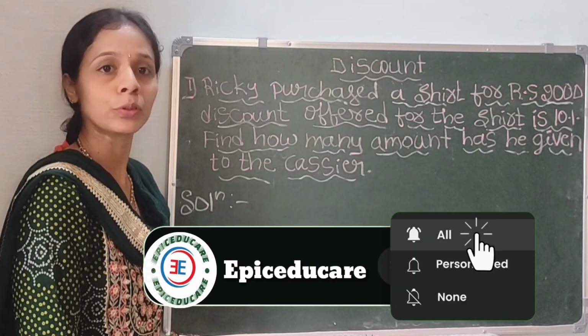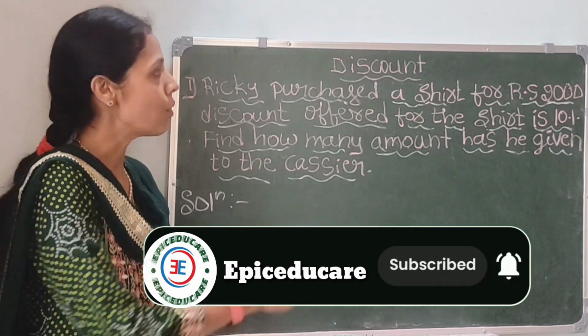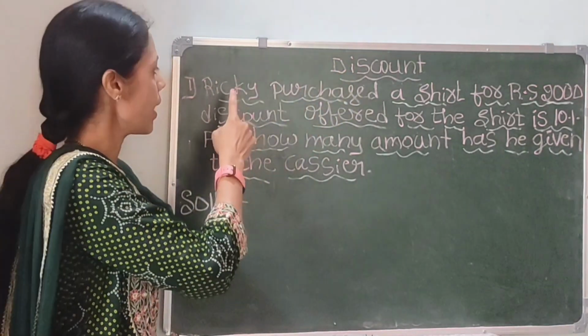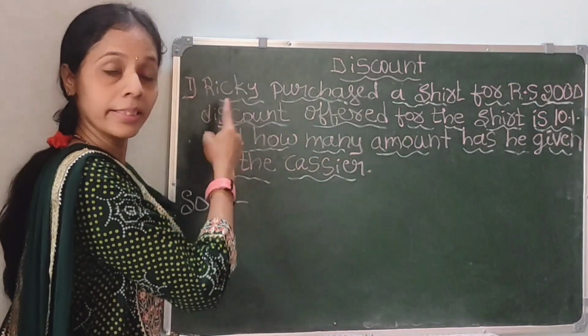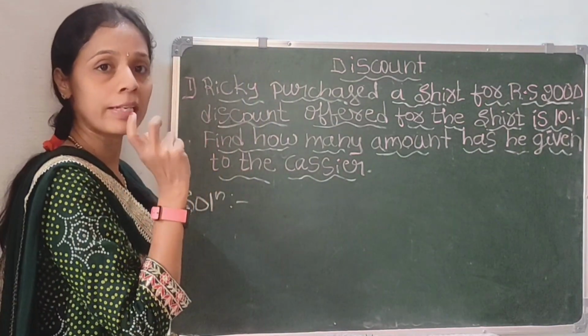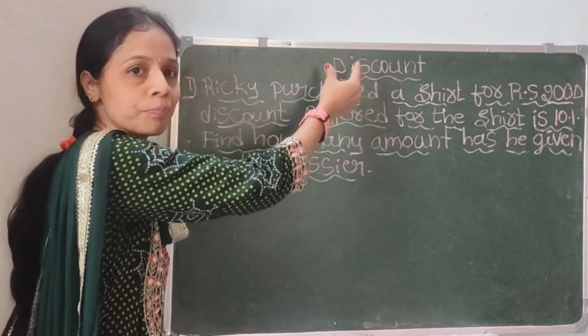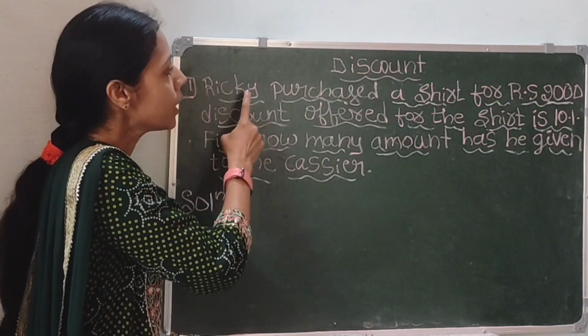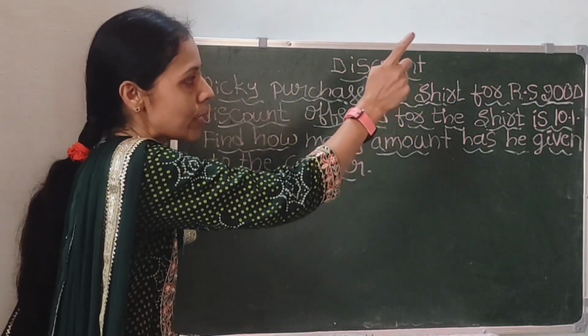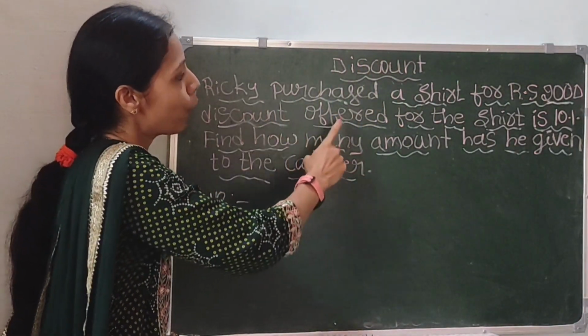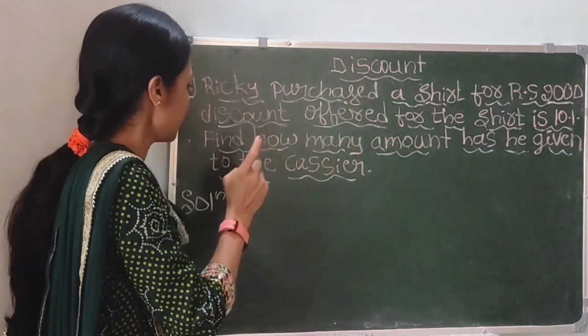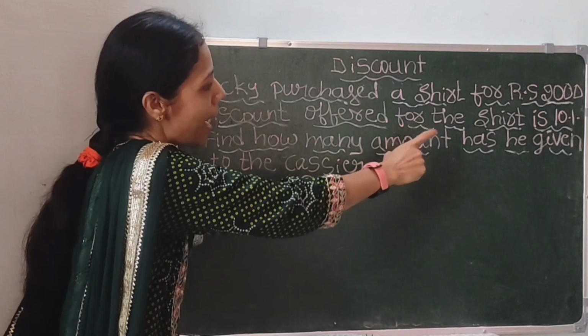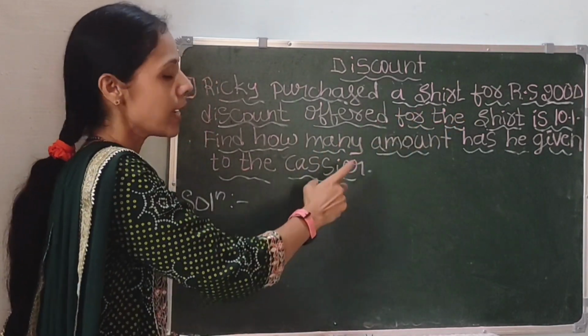Today we will move to solve problems on discount. Take an example. In the previous video, we already learned what is discount and the terms on discount. Okay, take an example. Ricky purchased a shirt for Rs 2000. Discount offered for the shirt is 10%. Find how much amount he has given to the cashier.